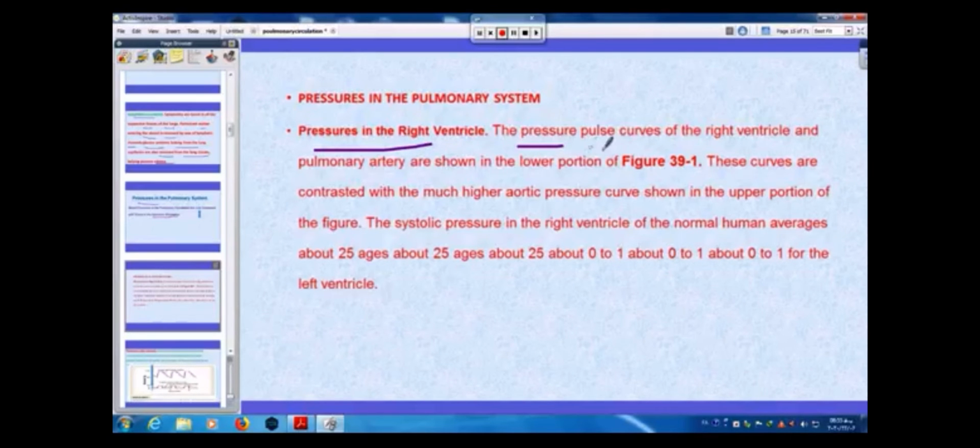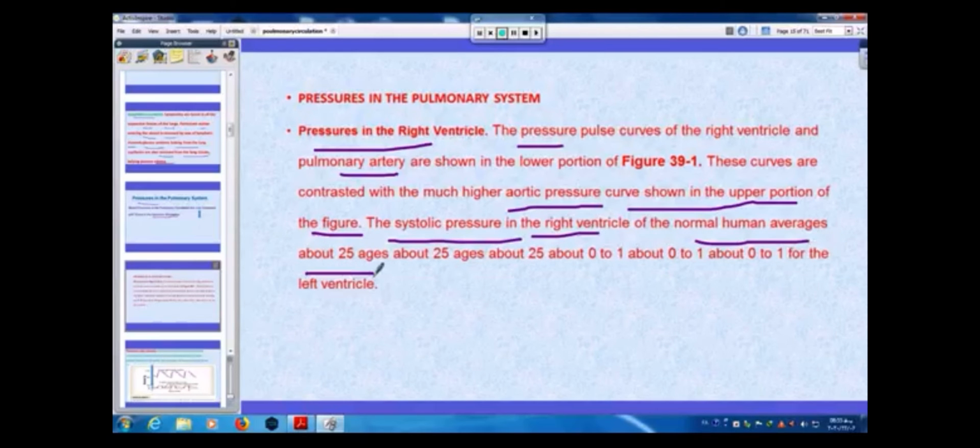The pressure pulse curves of the right ventricle and pulmonary artery are shown in the lower portion of the figure you see later. These curves are contrasted with the much higher aortic pressure curve shown in the upper portion of the figure. The systolic pressure in the right ventricle of the normal human averages about 25, and diastolic about 0 to 1, compared with the left ventricle.